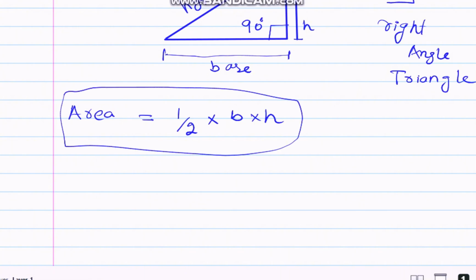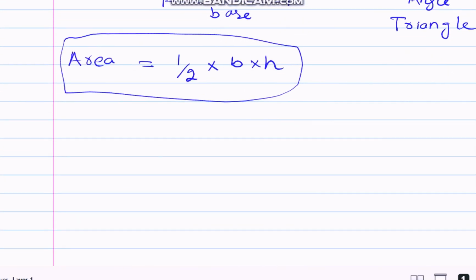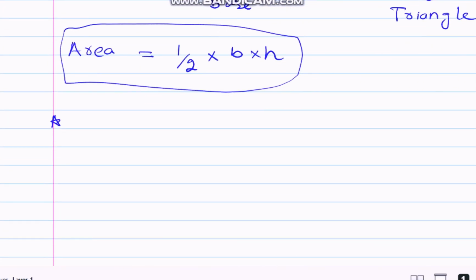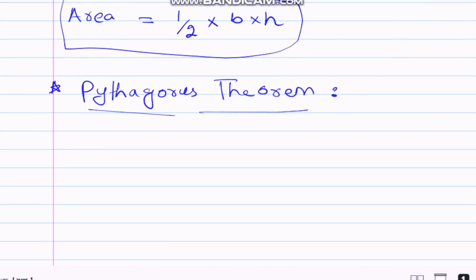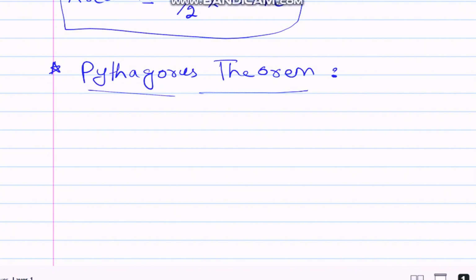But one thing I should tell you, here is the concept called Pythagoras theorem. What is the Pythagoras theorem? It is a very important concept. Please remember this concept. Pythagoras theorem is a very simple concept, but it is very important for the GED exam.